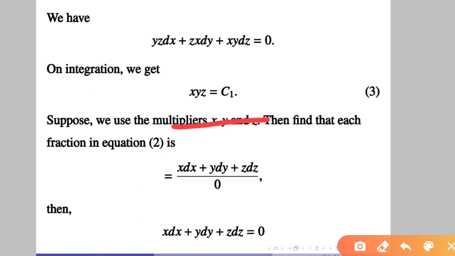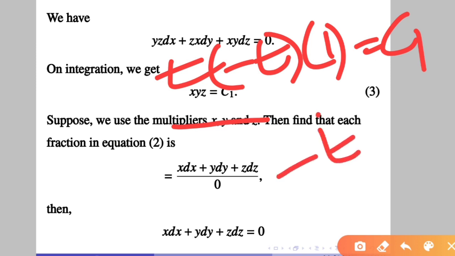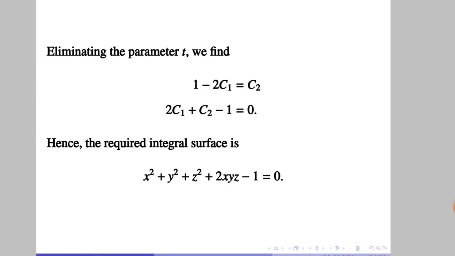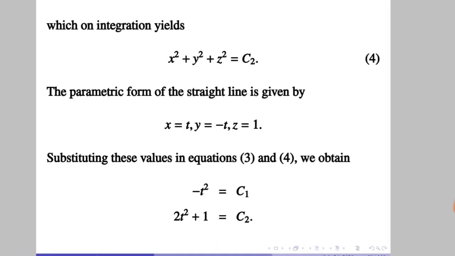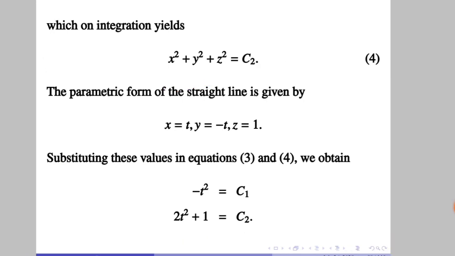Here x is t, and y is minus t, and z is 1, equal to c1. So we are getting minus t square is equal to c1. Similarly, we are substituting in this equation. We are getting 2t square plus 1 is equal to c2.